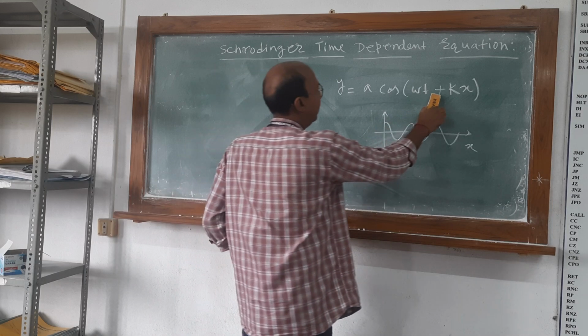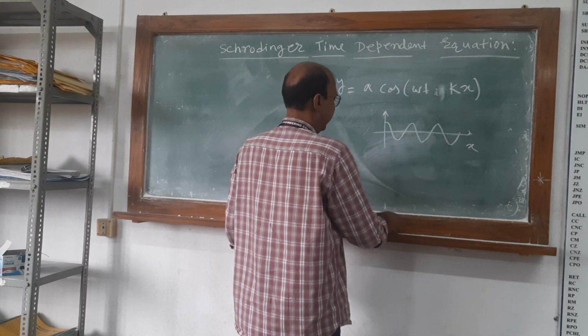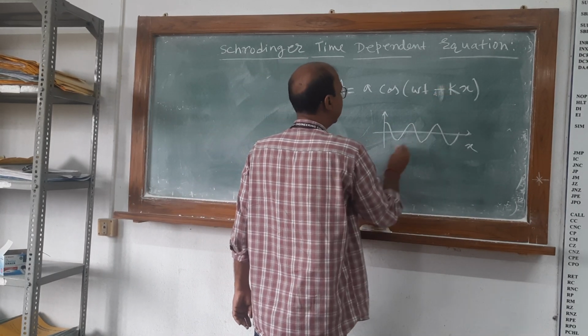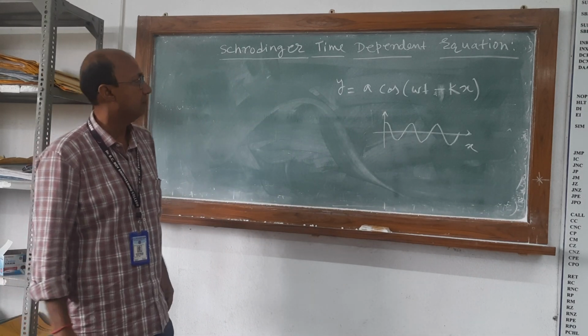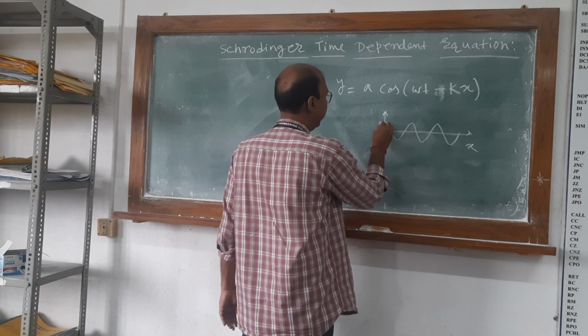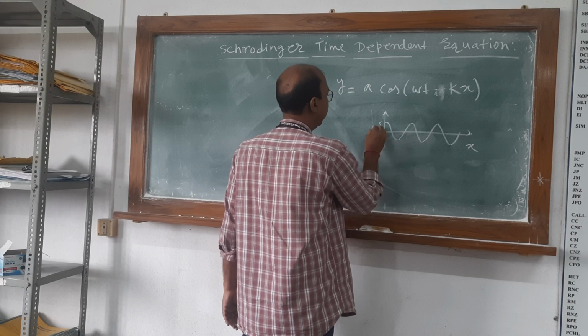So here y equal to a cos(omega t minus kx). This is the positive x direction. It's moving with amplitude a.